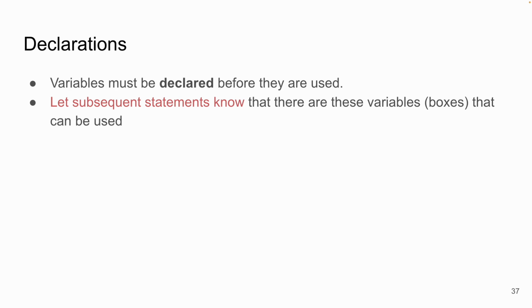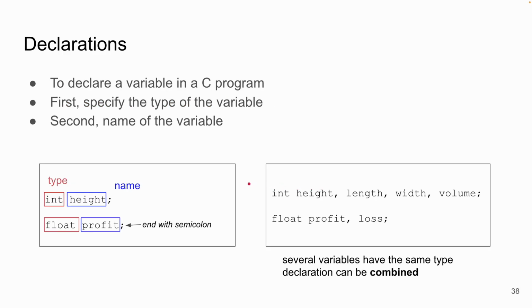So this is very important to do the declarations in C, so that the other following statements will know that, okay, these variables, this box that we can use. So how to declare a variable in C, or how to declare different variables in C? First, we can see it here. So here is an example of two declarations.